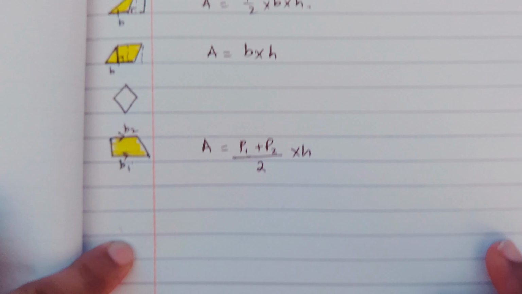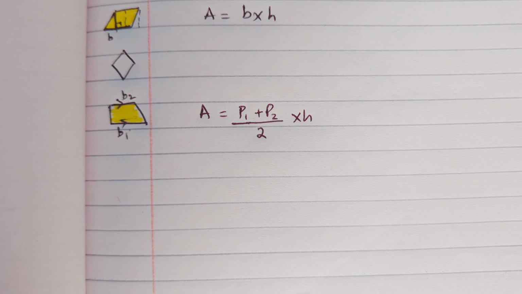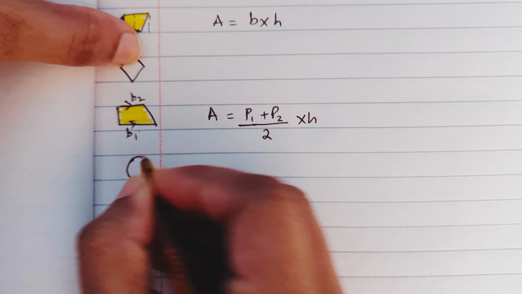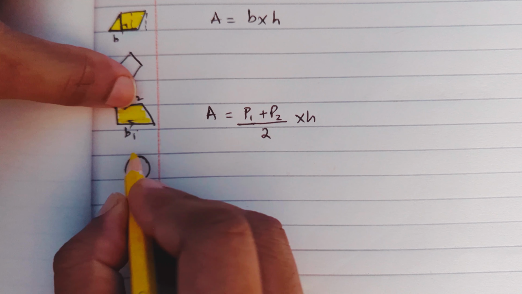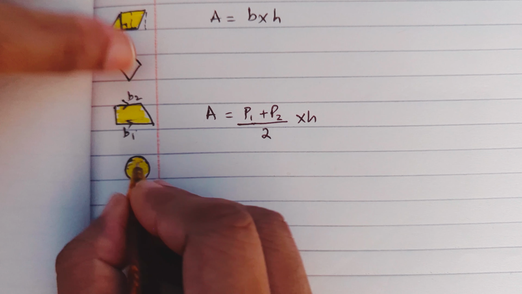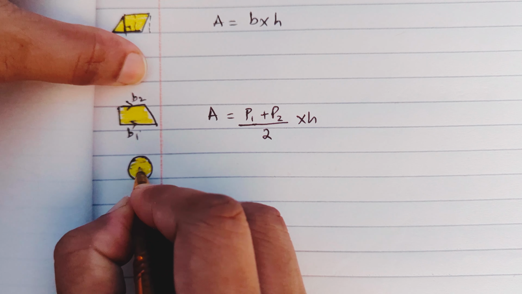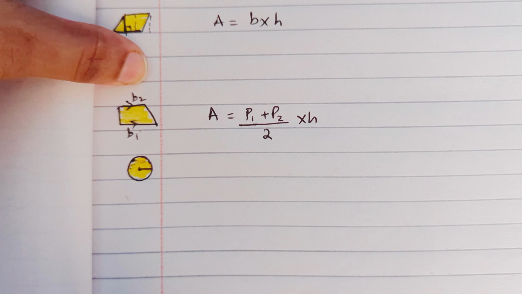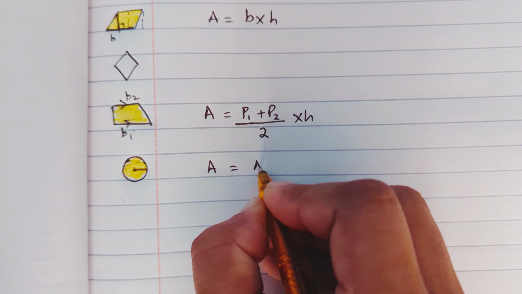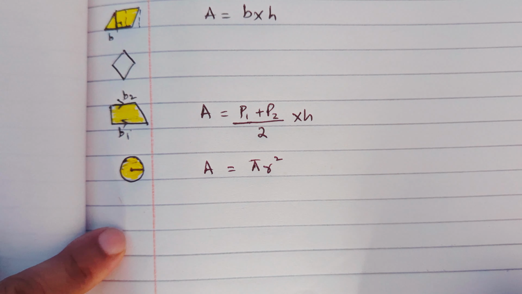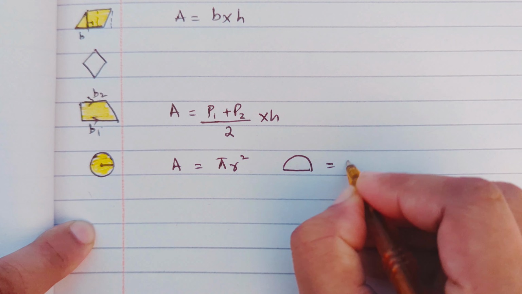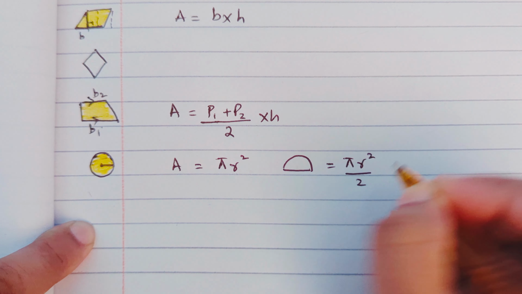And one more thing, for a circle, since we do not have any straight sides, how do we find the area of this circle? For this we need a radius. This is the radius, the distance from the center to the edge. The area for the circle will be pi r square. If we have half of the circle, what will be the area? It will be pi r square upon 2. We will divide it by 2.